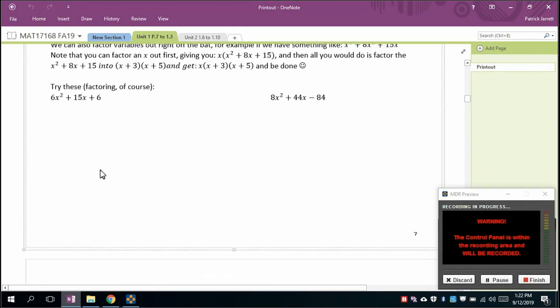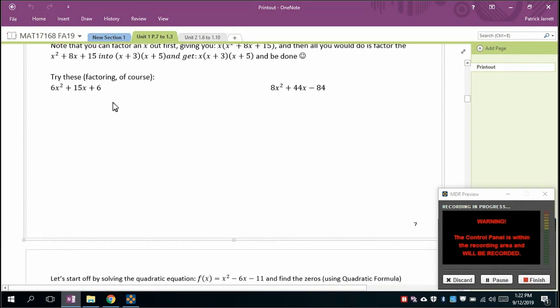Okay, so welcome back to one of many videos that you're going to encounter here in this class. So one of the other ideas here, you know, factoring, one thing you should always look for is a common factor right off the bat. And what I mean by that is factoring this 6x squared plus 15x plus 6, the problem with that is we're going to have some pretty big numbers to deal with. I'm actually going to show you this using both ways.